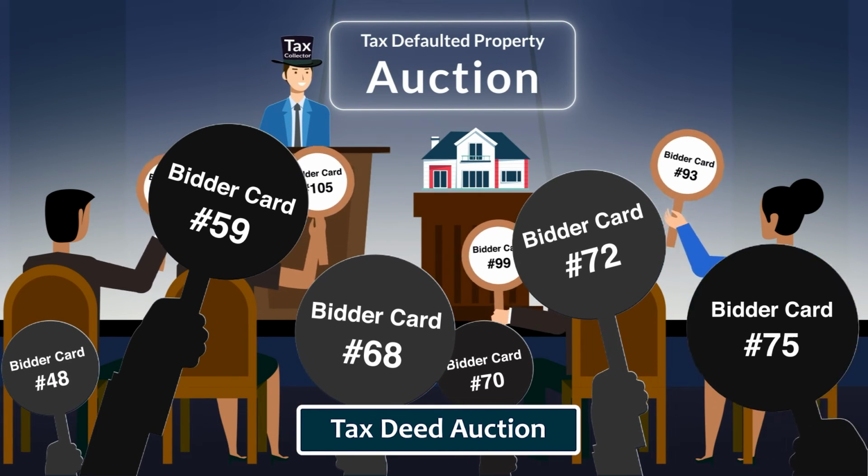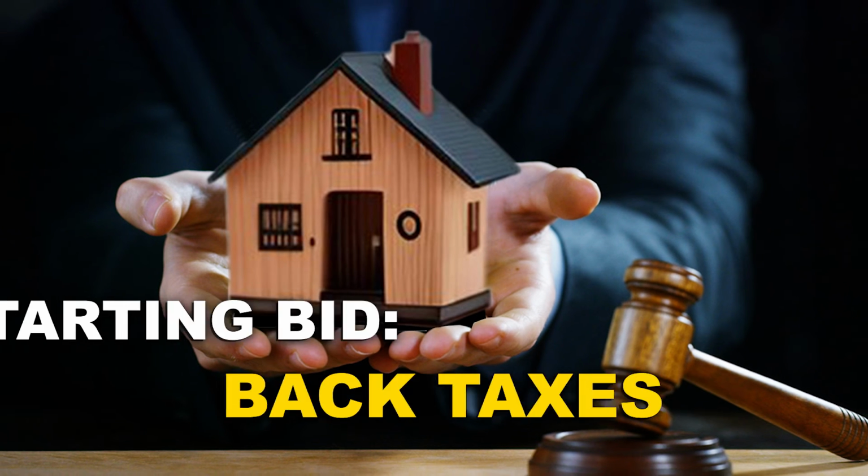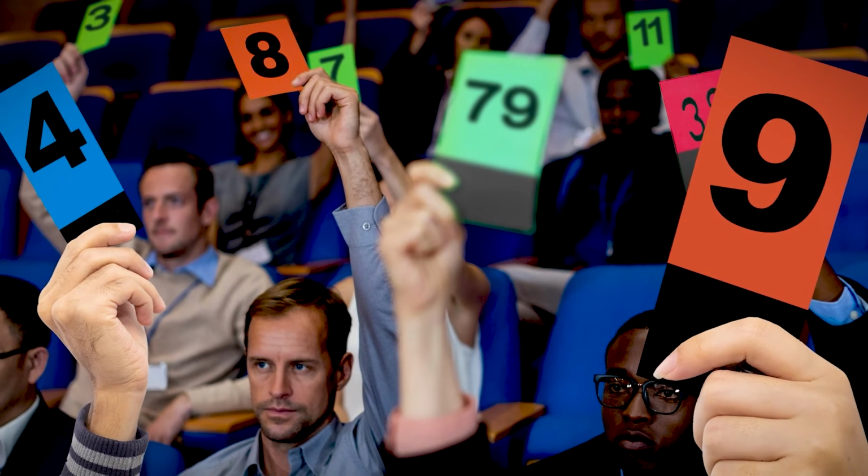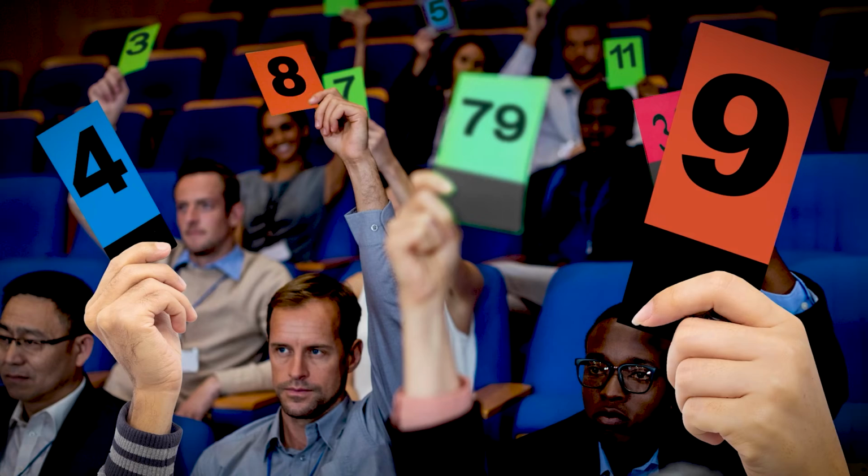The public auction, anyone can attend. The starting bid is usually very close to the delinquent back taxes. Now, there are many instances where people bid well above the minimum bid. This excess bidding becomes overages, and that is what this video was all about.